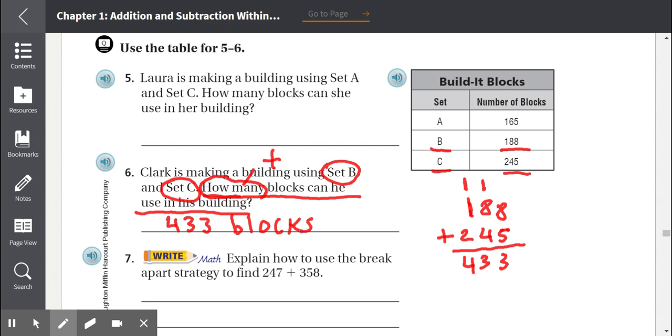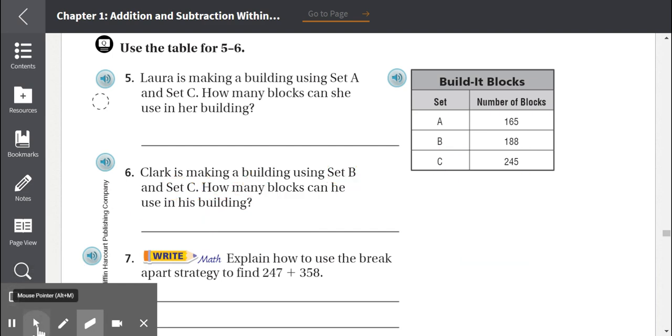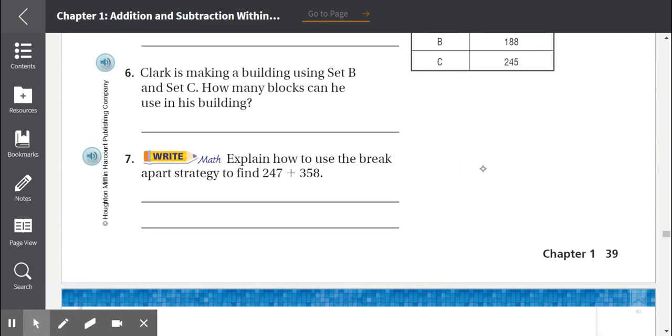Number 7, explain how to use the break apart strategy to find 247 plus 358. Well, we start by breaking 247 apart. So 247 becomes 200 plus 40 plus 7. So the 2 is the hundreds place. That's where we got a 200. The tens had a 4. That's why it's 40. And the ones place has 7. So 7 ones. Now let's break apart 358.